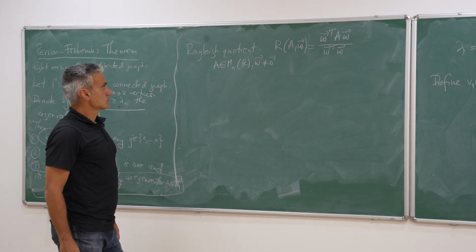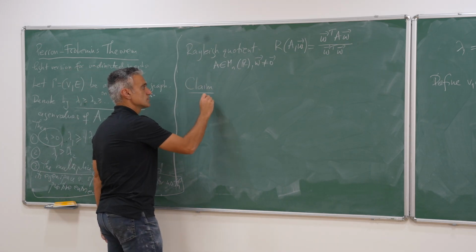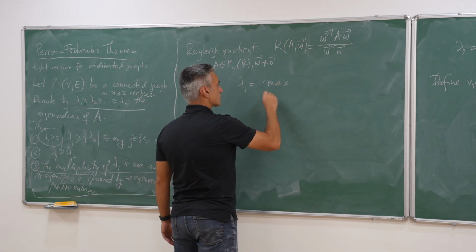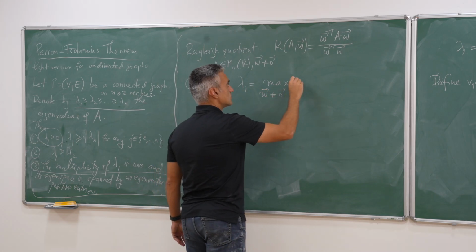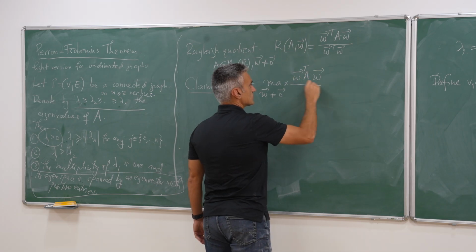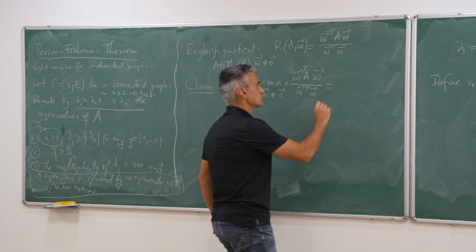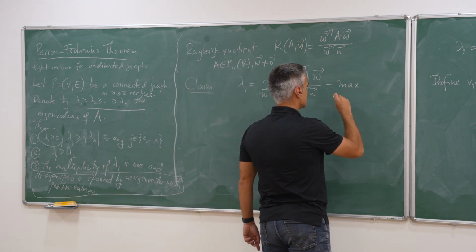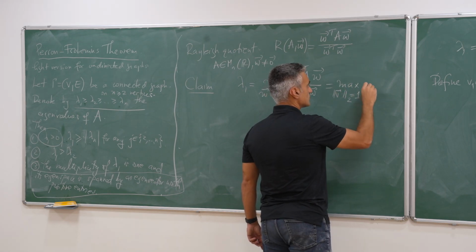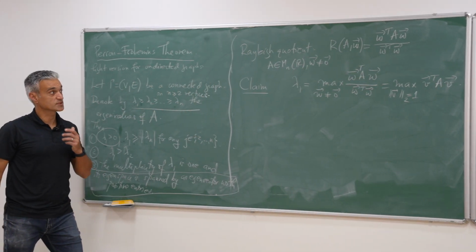Okay. And now in the course, one thing that we will use is that lambda 1, the largest eigenvalue, is going to be the maximum over all non-zero W of this Rayleigh quotient, W transpose A W divided by W transpose W. And if you normalize W, you can just take the maximum over all V such that the length of V is 1 of V transpose A V.